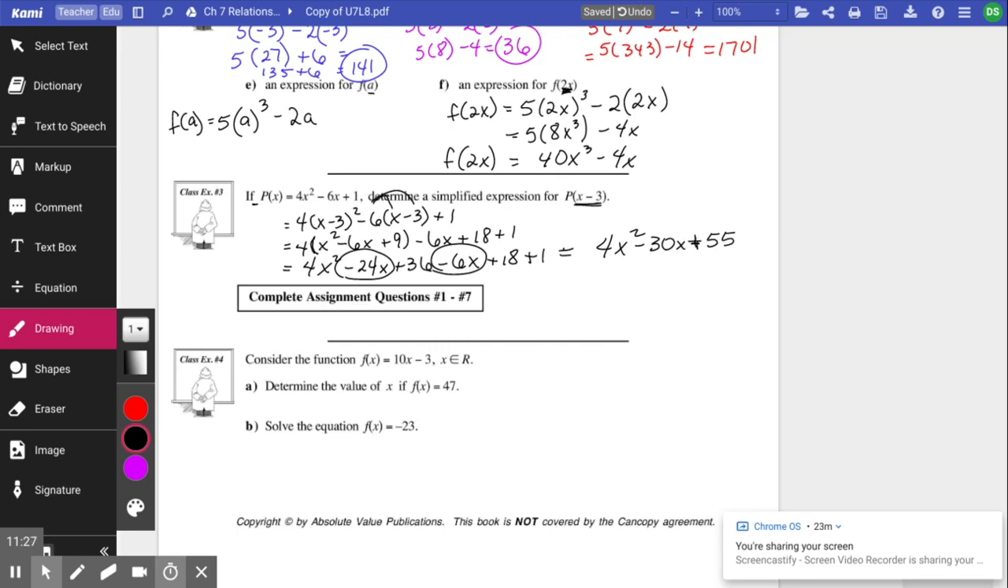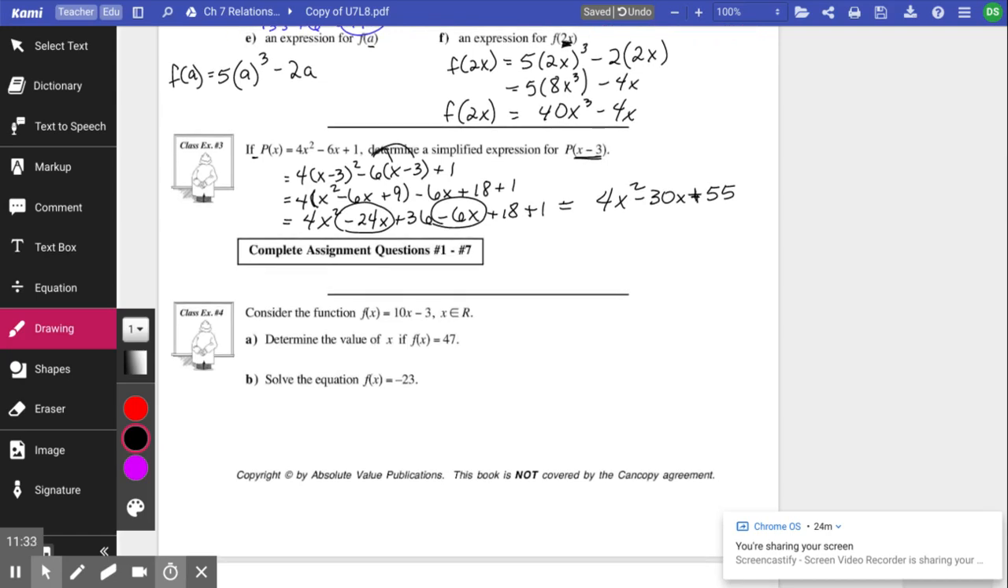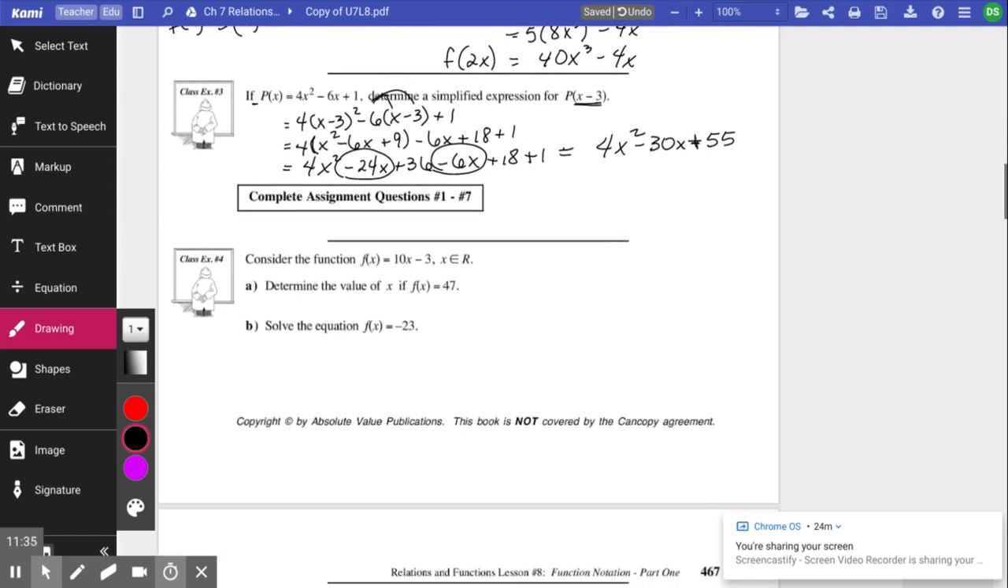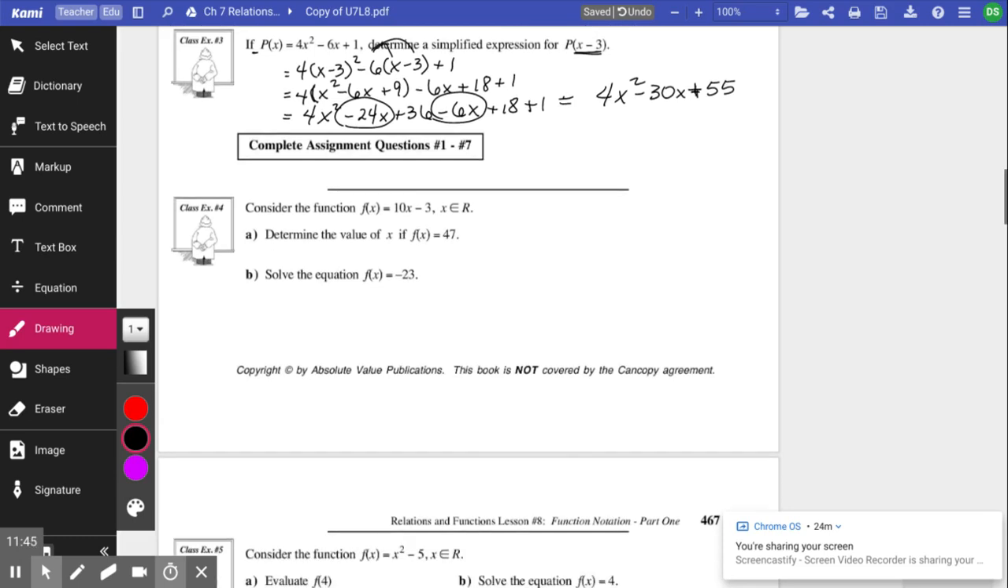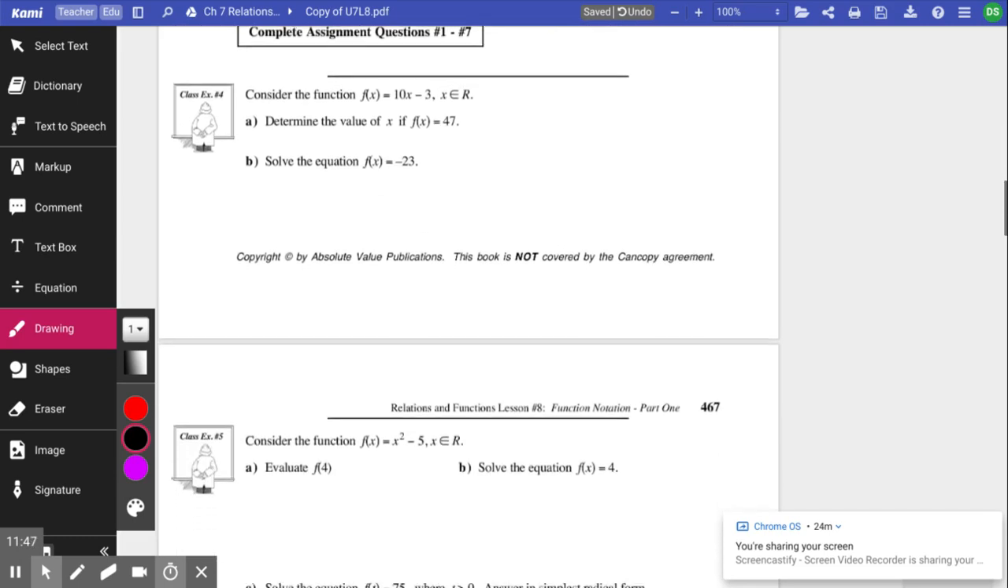There, done. That is a simplified expression. And if I recap that, everywhere I saw an x, I put an x minus 3. I squared it, multiplied it by negative 6, and added 1. All right, a few more things to do here quickly.